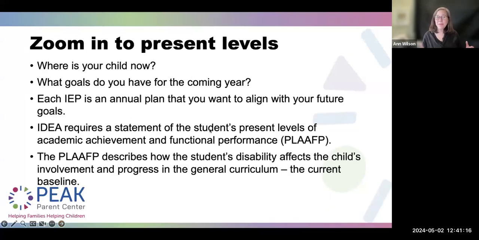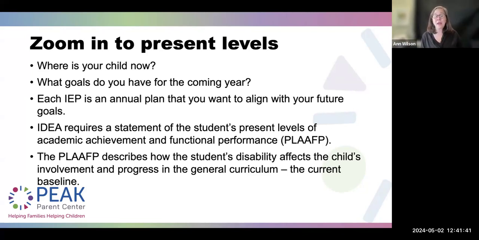So when you're thinking about your annual IEP, which is just your plan for the coming year, you always zoom into the present levels. So you're looking at where is the child now, what's that baseline, and then you determine the goals for the coming year. So those are time limited, but you want those time-limited plans to be building toward your future goals.